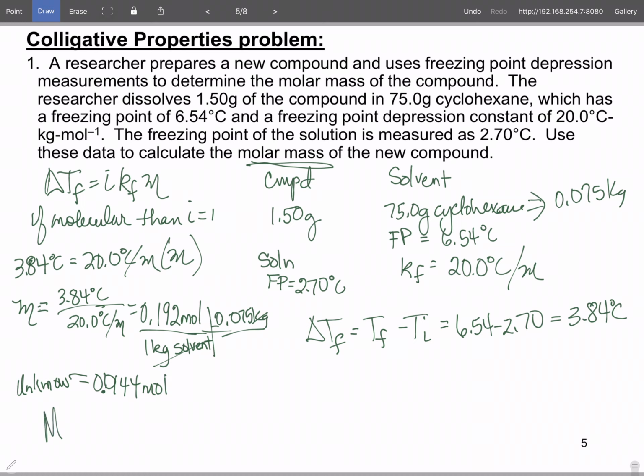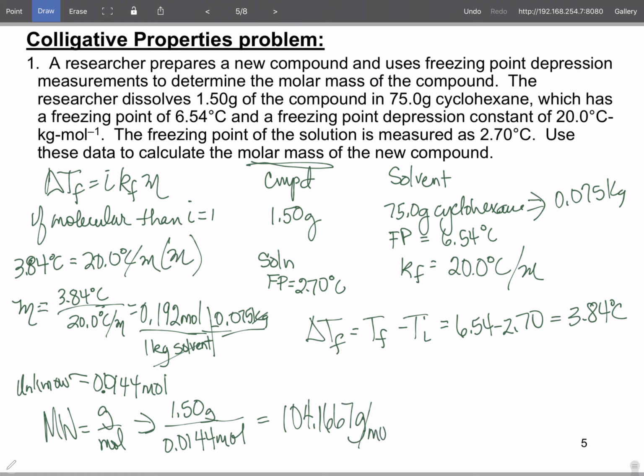Now, molecular weight is equal to grams per mole, right? So if we look at it, wait a minute, we have the grams of the unknown. Now we have the moles of the unknown. So if we divide grams by moles, we end up with 104.1667 grams per mole. So this is our molecular weight of our unknown. So the math on this is actually kind of simple, and I like it because to me it's relatively simple, even if you're not using water.